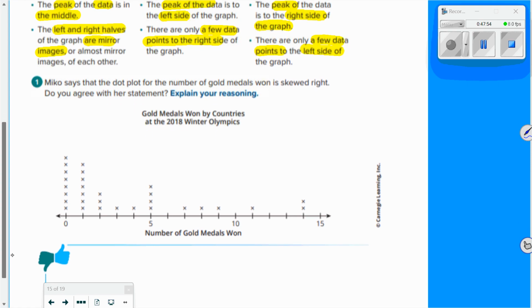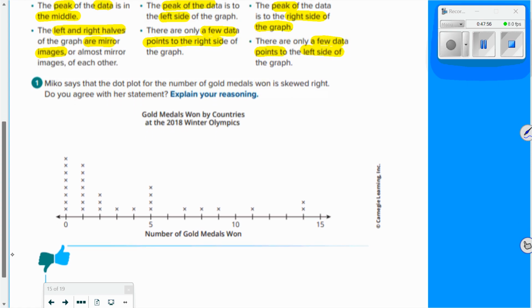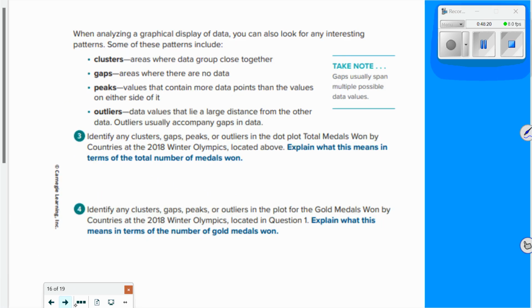So Miko looks at the dot plot and says it is skewed right. Do you agree with her? Yeah. Yes. The way we look at it, kind of just like they did, you draw a line over the majority of the data. So it kind of goes across the top. Which shape does that look like? Skewed right. So is she right? Yeah. Yes. Makes sense. Good.